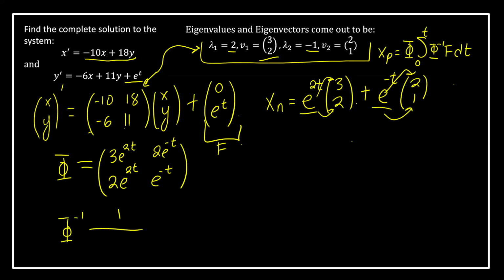So we're going to do 1 over the determinant. And for the determinant, we do our little fish: we have 3e to the 2t times e to the minus t, so we have 3e to the t, minus 2e to the minus t times 2e to the 2t. So we get a 4e to the t. Then we swap the diagonal positions and multiply the off diagonals by -1.